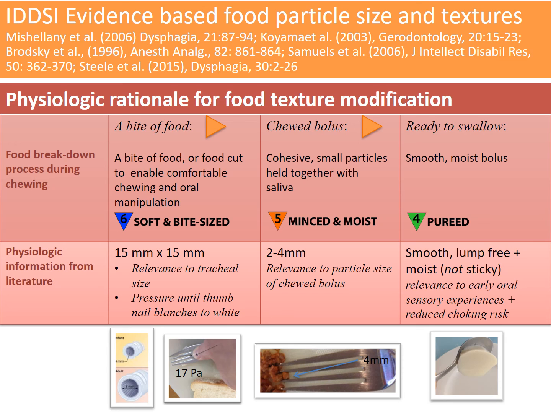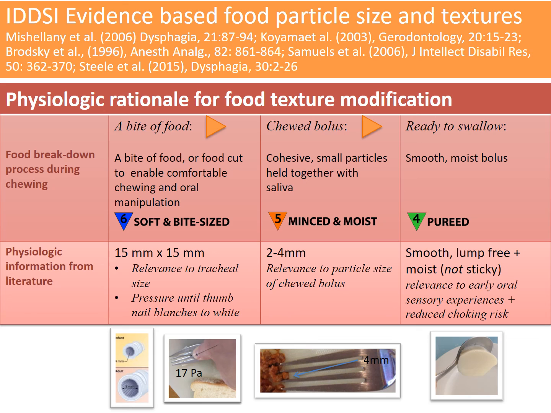We're using a fork and applying pressure with the thumb until the thumbnail starts to blanch white. Now that pressure is being exerted so that the blood from your capillaries is squeezed out, and when your thumbnail starts to blanch white, the pressure is exceeding the systolic blood pressure, and that's corresponding to roughly 17 kilopascals. We've tested that in pressure sensing devices, and 17 kilopascals is comparable to the pressures that are exerted during swallowing. So we're defining bite-sized as 15 millimeters squared, and that's got relevance to the tracheal size, as I described before, which we've identified from autopsy studies.